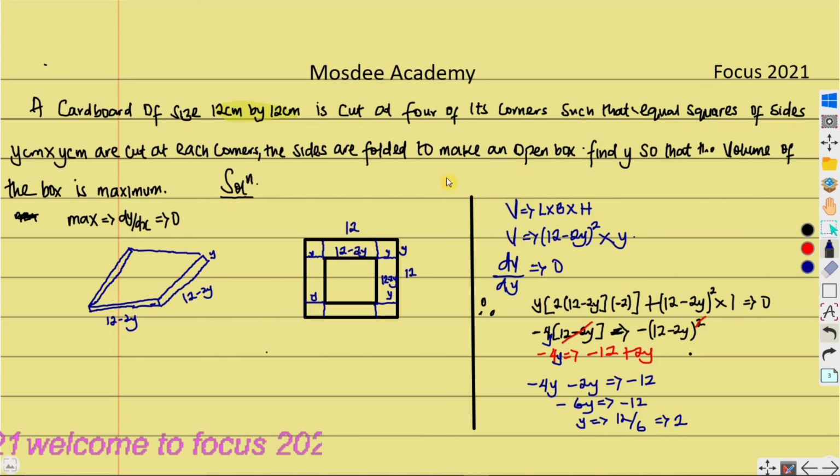So at y equals 2, the value of the volume will be maximum. You can cross-check by differentiating it again and see if it is going to give you a negative, so you actually know that it is maximum.